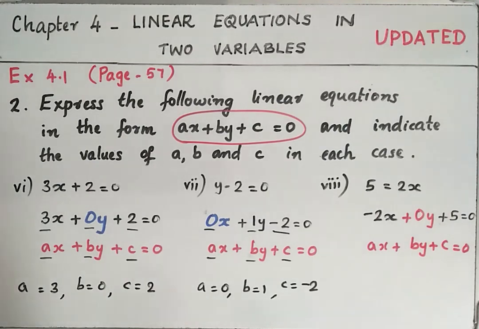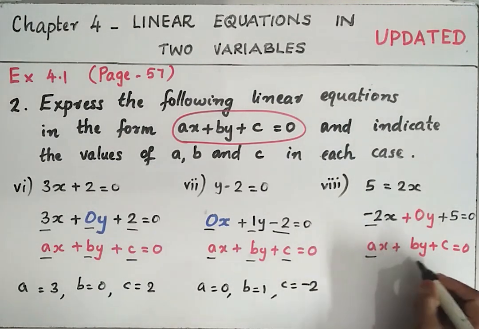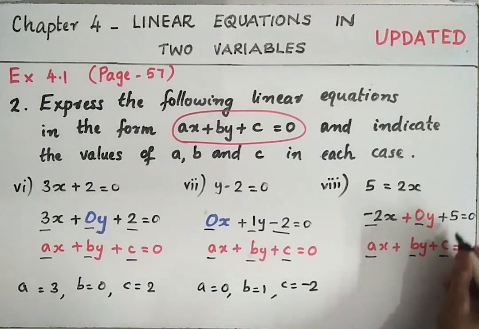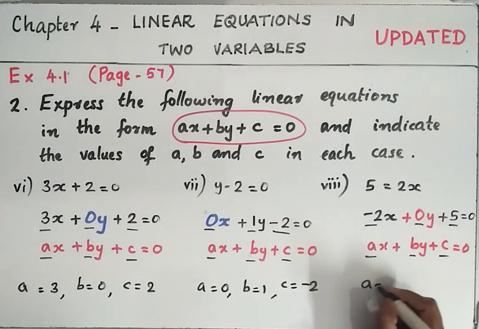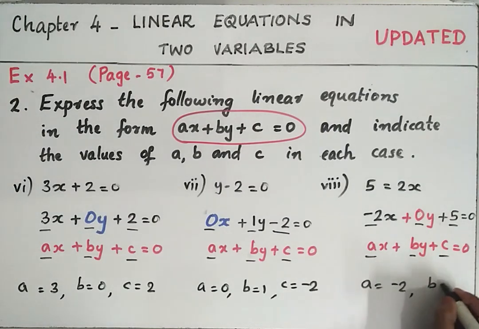What is the value of A? A is minus 2, B is 0, C is 5. A equal to minus 2, B equal to 0, C equal to 5. Hope you got the concept, and in the next video we will discuss the exercise 4.2.